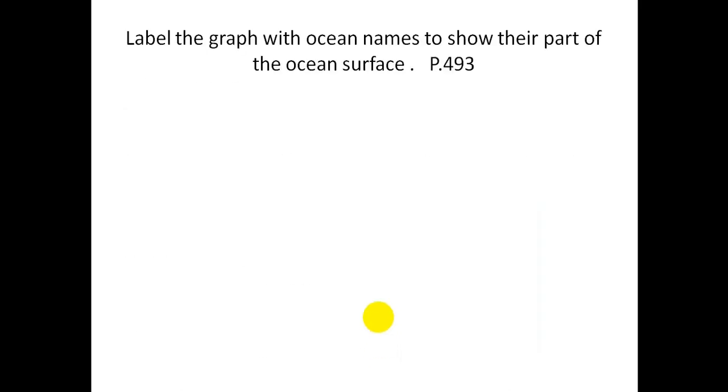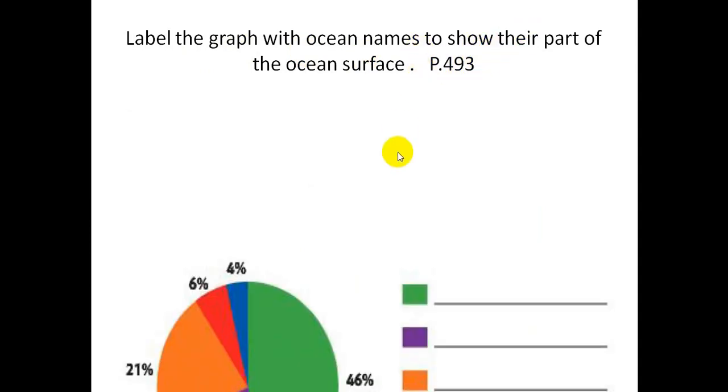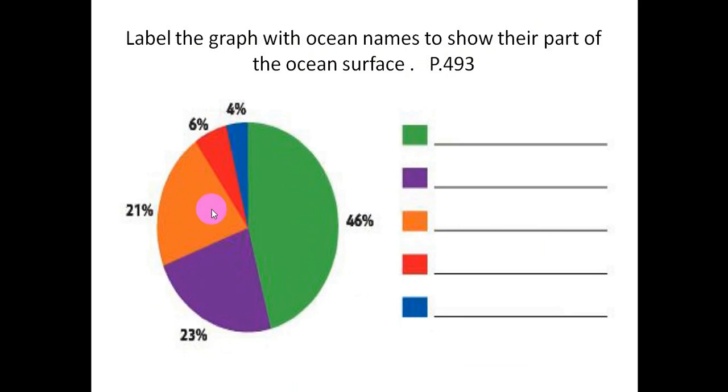This question in the book, page 493, so please open it and let's solve it together. Label the graph with the ocean names to show their part of the ocean surface. In this question, he gives us the pie graph or the circle graph. This circle graph shows us the percentage for each ocean.